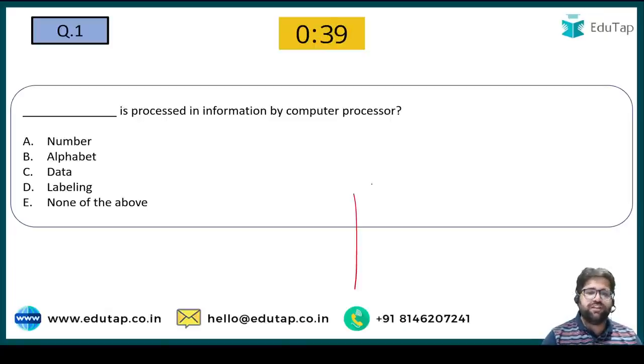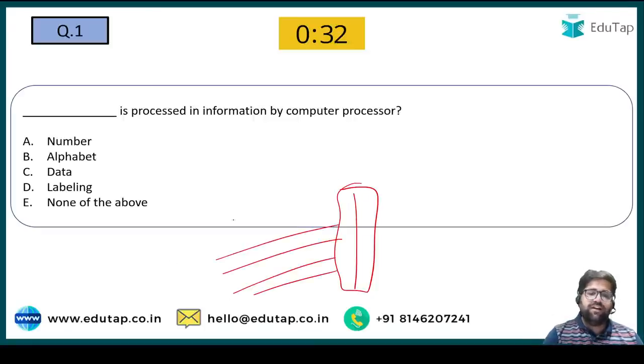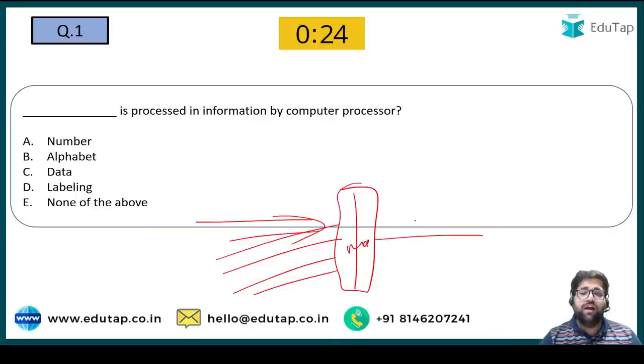For example, let's take this particular thing as a computer just to understand it. Different components are given by the users, and then this machine, which is your computer, gives you a very systematic flow, which is also known as information. Let me see the chat box. I can see numbers, alphabet, data, labeling.